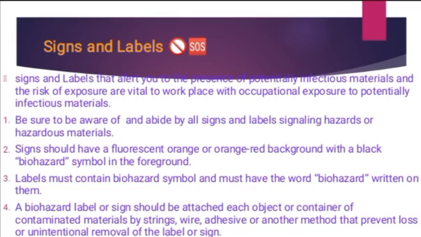The biohazard symbol, something like three circles drawn together, should always be placed on the body of the container. Then I said a biohazard label or sign should be attached to each object or container of contaminated material by string, wire, adhesive, or another method that prevents loss or unintentional removal of the label or sign. You know, it should be attached by any form of adhesive, either wire or whatever, to prevent any form of unintentional removal of the sign. You understand?